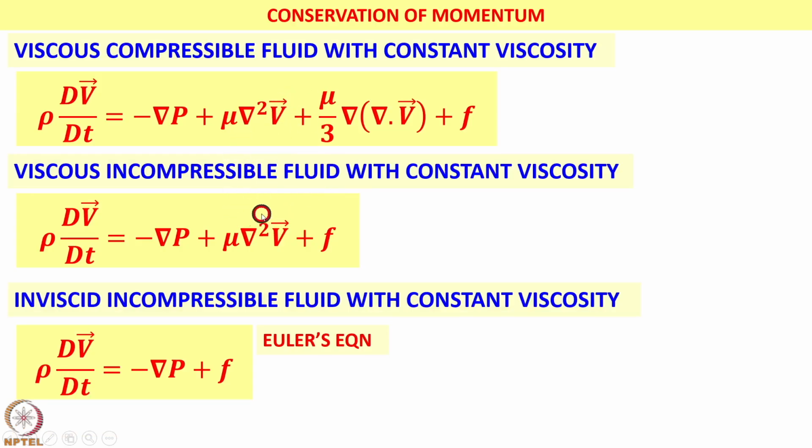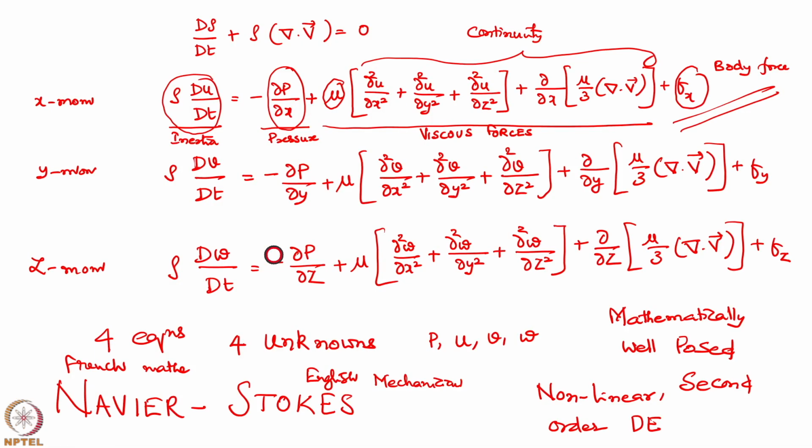If it is for incompressible fluids, del dot V is 0, so this term gets cancelled out, and that is what we have written here. Now, okay, we will write this. So if we write this, what I get in the vectorial form is rho dV by dt is equal to minus del P plus mu del squared V plus mu by 3 del of del dot V.